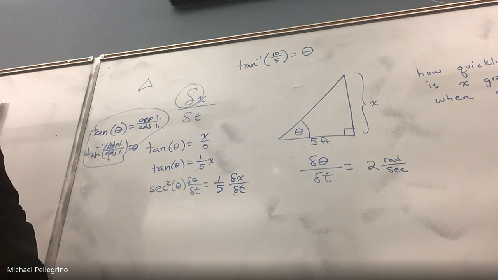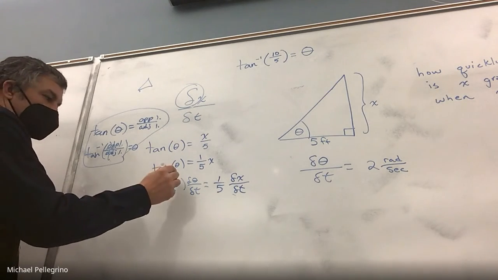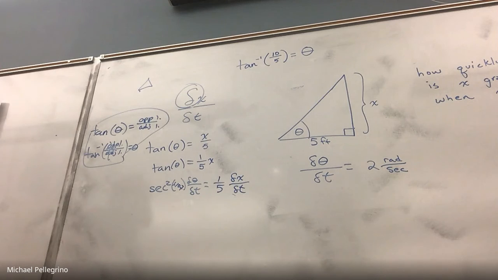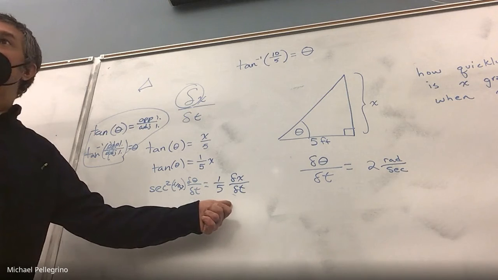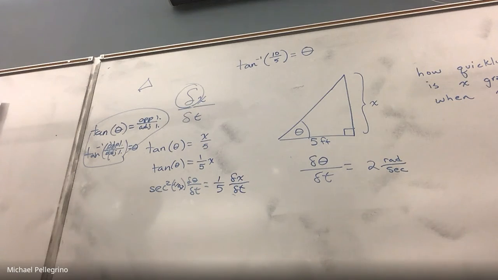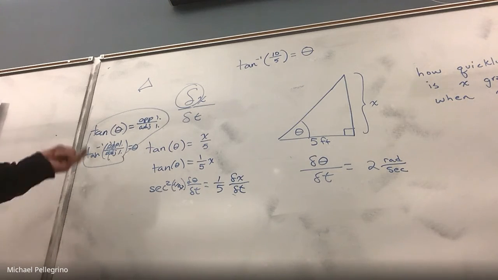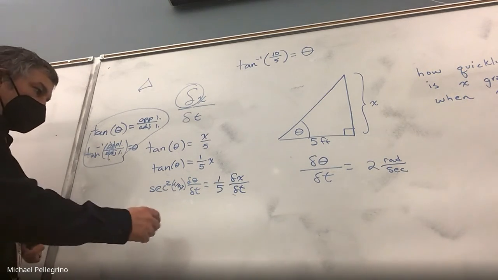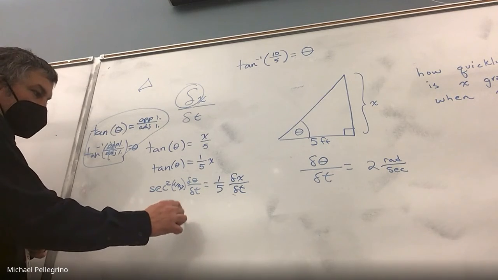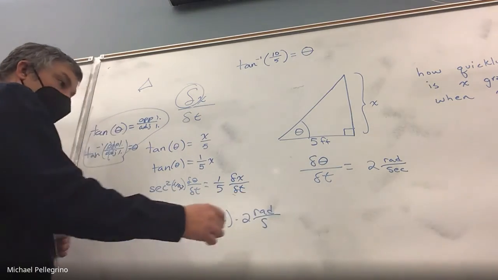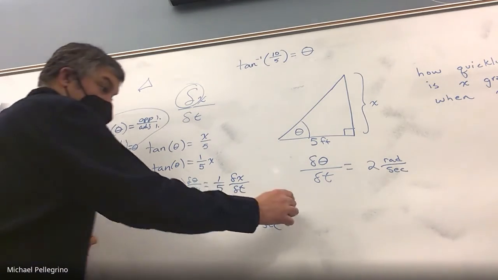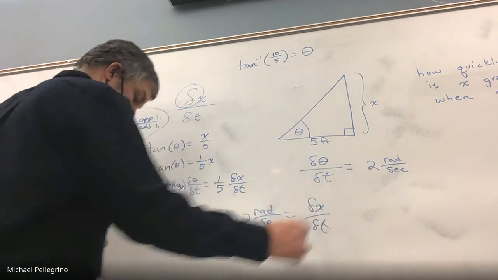So what is the angle, by the way? 1.107? Okay, thank you. Radians. Pi is already in there, so don't worry about it. So then you can solve for dx/dt. And where did we use the 10? To find the angle. So we got the secant squared of 1.107 times 2 radians per second times 5 equals dx/dt.